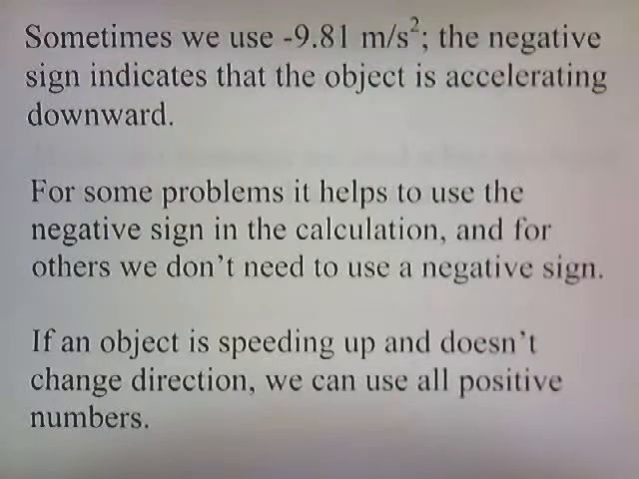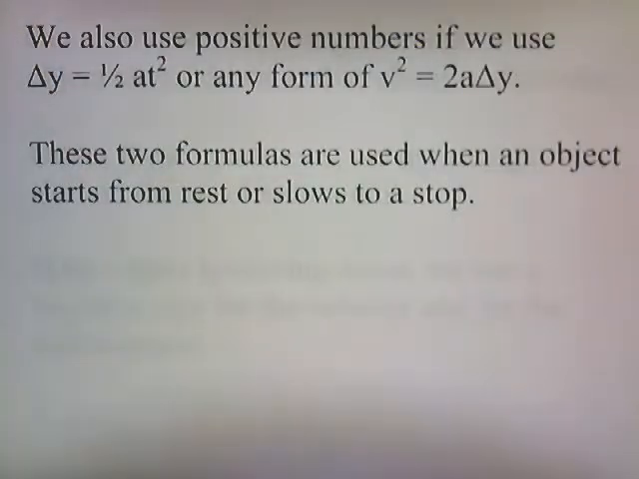For some problems it helps to use the negative sign in the calculation, and for others we don't need to use a negative sign. If an object is speeding up and doesn't change direction, we can use all positive numbers. We also use positive numbers if we use y equals 1/2 at squared or any form of v squared equals 2a delta y. And these two formulas are used when an object starts from rest or slows to a stop.